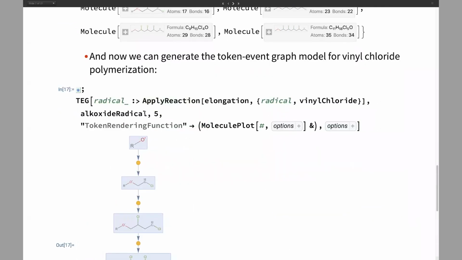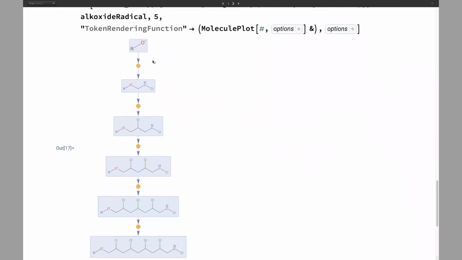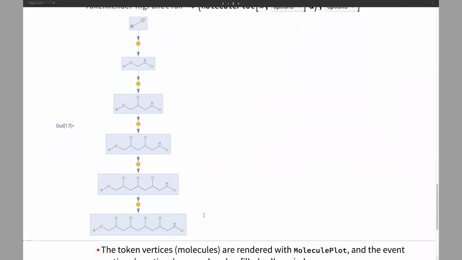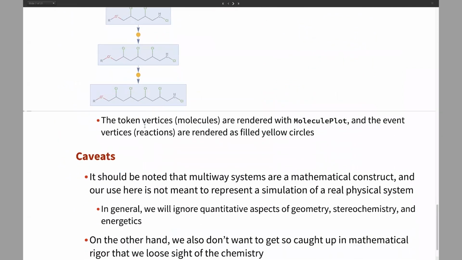And so this is the token event graph for that. And we can see here, we start out with the alkoxide radical, and then the first chloride radical, the next, and there's the elongation. And this is a token event graph. And each of these yellow circles here represent a specific reaction event.